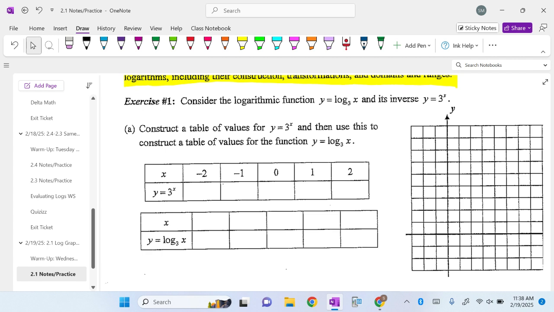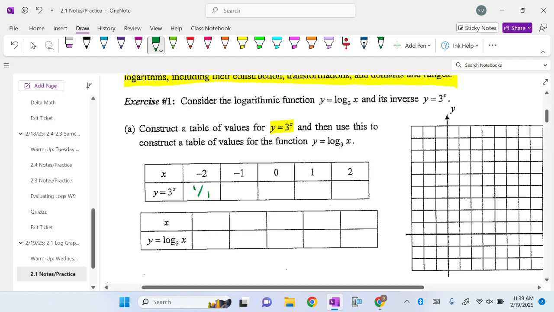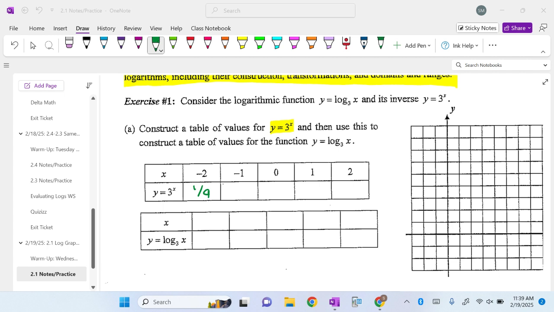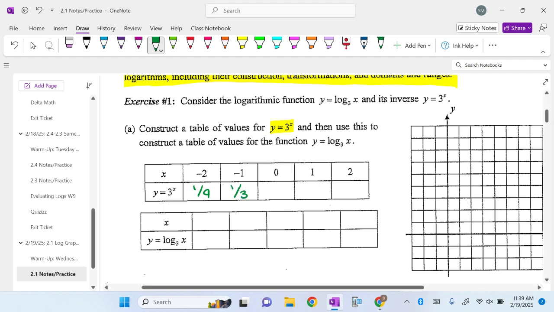All right. So first things first, we're going to construct a table of values for y equals 3^x. All right. So this is basically coming straight from your power chart. So look at your power chart. And so your x's are pretty much your exponents. And your y's is what happens when you raise 3 to that exponent. All right. So let's fill this in real quick. So 3 raised to the negative 2 power is what? 1 over 9. 3 to the negative 1. 1 over 3. 3 to the 0. 3 to the first. 3 to the second. Good.